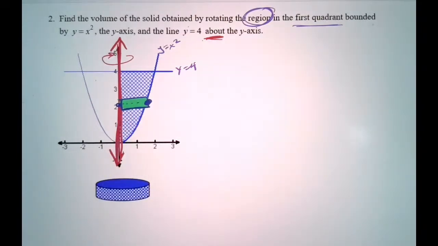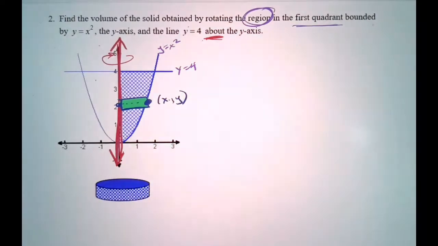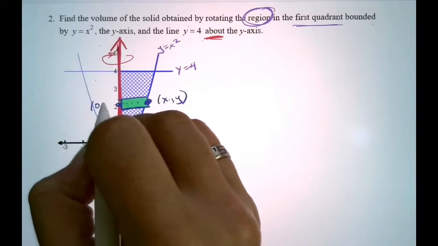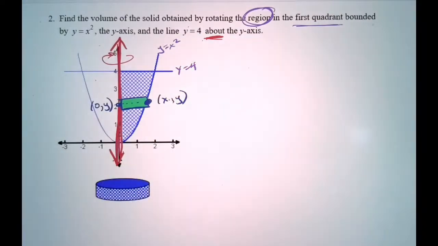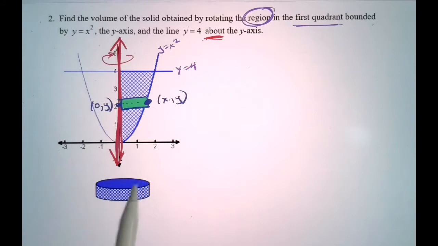And let's think about it. This is any xy ordered pair that lies on the parabola. This one over here, the x coordinate is always 0, but the y coordinate varies, right? Depending on where you draw it. So I have it drawn in. I'm ready for the disk method. Again, when you take this horizontal rectangle and spin it around the y-axis, you actually create this disk down here.